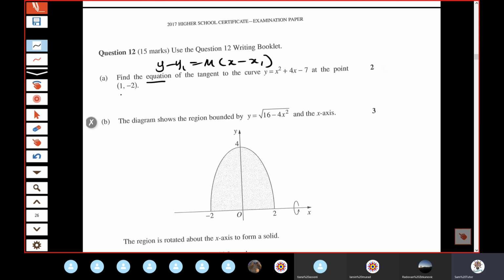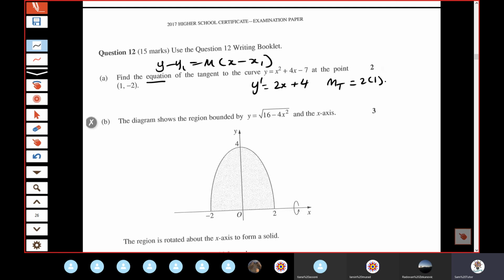And again, you have x1 and y1, there it is. How do I find the gradient of a curve? Derivative, you have to differentiate. So differentiate, that gives me the gradient function. You guys remember that? That allows me to find gradient anywhere. If I want to find the gradient of my tangent, sub it in.